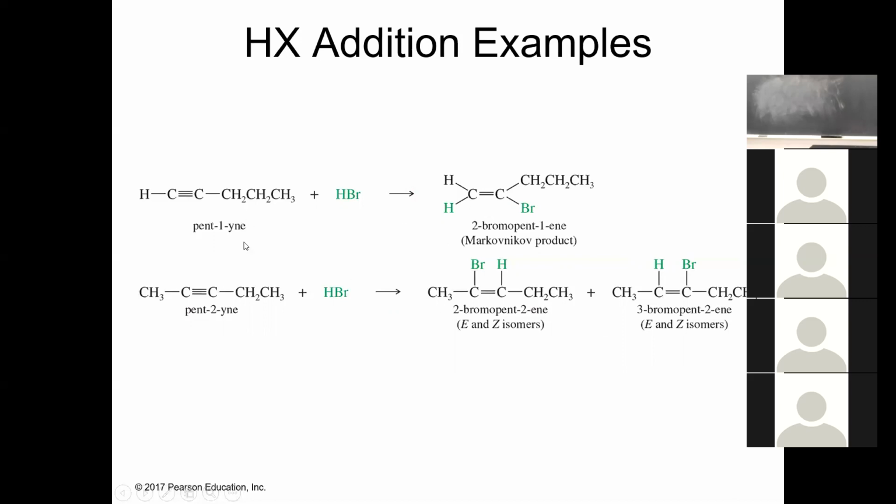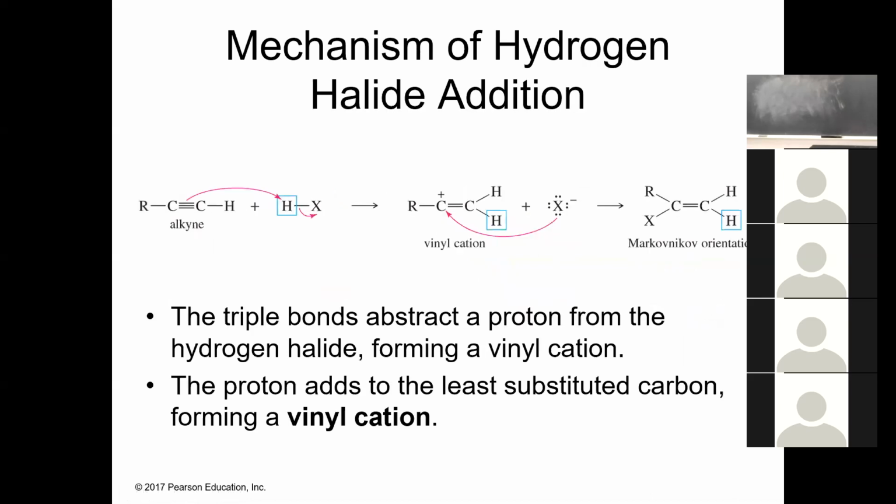But if we have a terminal alkyne, it's going to be regioselective, so it follows Markovnikov's rule. The mechanism is the same as for alkenes. Triple bond picks up an H, the halide adds to the plus charge, and we get our addition product.